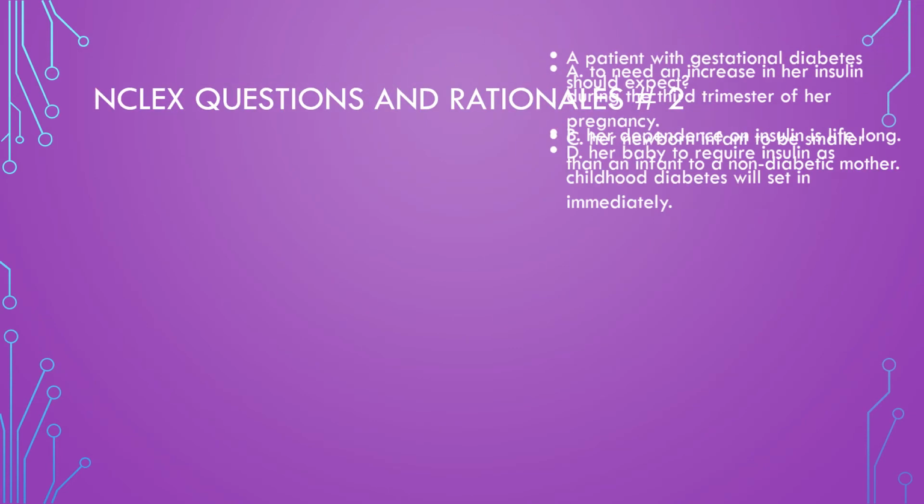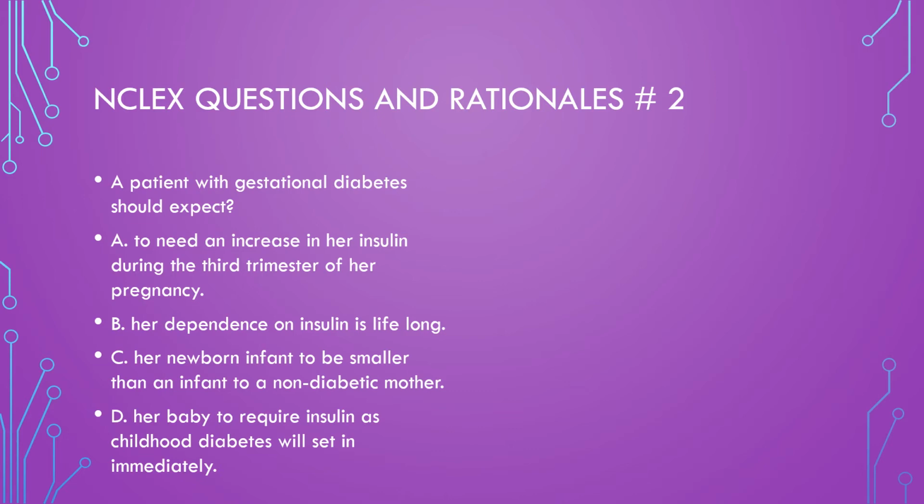NCLEX questions and rationales. Number 2. A patient with gestational diabetes should expect A. To need an increase in her insulin during the third trimester of her pregnancy. B. Her dependence on insulin is lifelong. C. Her newborn infant to be smaller than an infant born to a non-diabetic mother. And D. Her baby to require insulin as childhood diabetes will set in immediately.